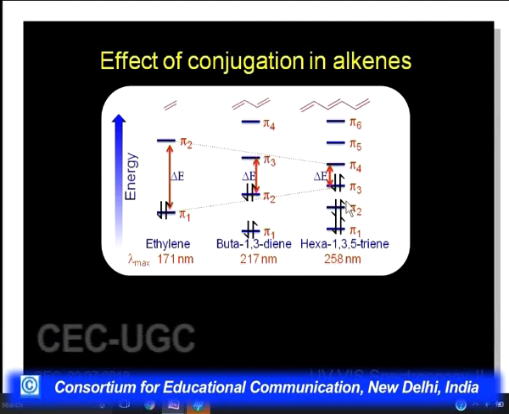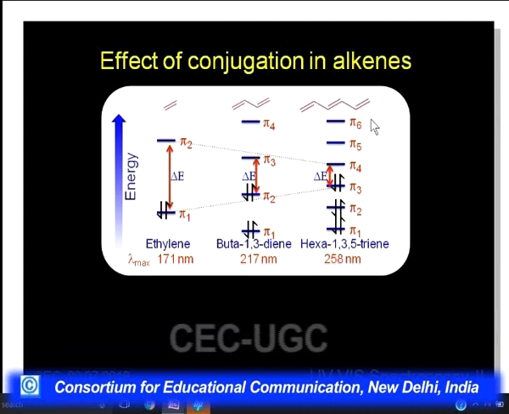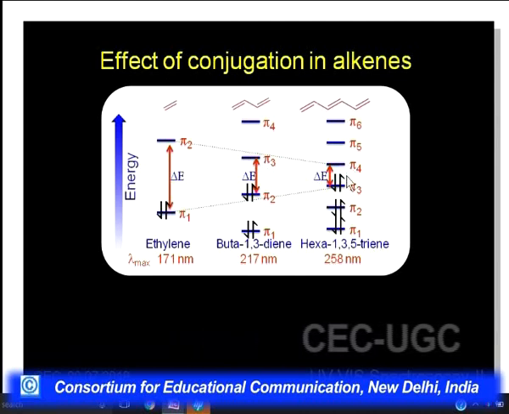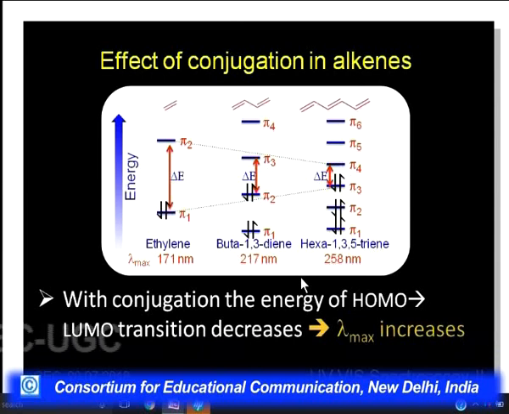When the conjugation extends further, as in hexatriene, we find that this delta E value becomes still smaller. That means as more and more conjugation comes in, the delta E value for the transition from HOMO to LUMO decreases. And since the delta E decreases, the lambda max increases. That's one general observation we had in case of alkenes.